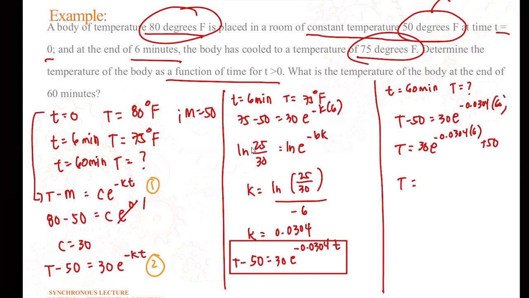then e raised to negative yung value ng k natin times 6 plus 50. So yung answer natin is exactly 75. Tama ba? Times 60, sorry. Hindi times 6, times 60. No? So this should be 60. So after 60 minutes, our temperature will now be 54.845 degrees Fahrenheit. So this is now our final answer.